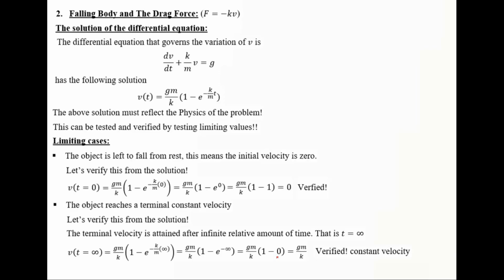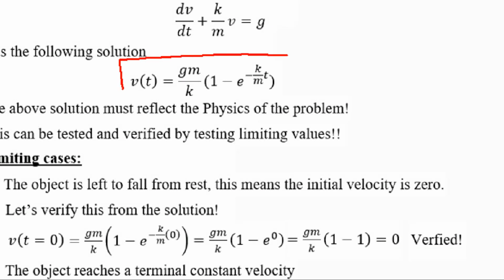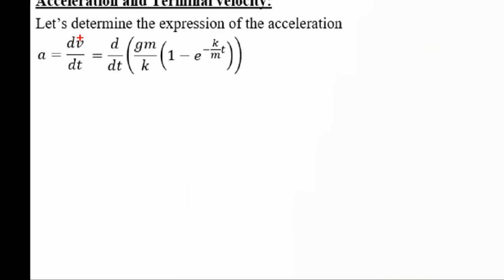Now, what about the acceleration and the terminal velocity again? Since we have an explicit expression of the velocity, the acceleration simply can be determined using the calculus formula dv by dt. Now, let me walk you through the different steps. I have replaced the expression of v given by that. Now we need to differentiate this. This is a constant, can be dragged out.